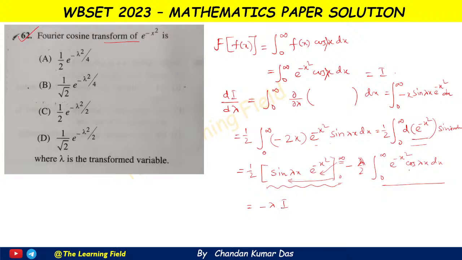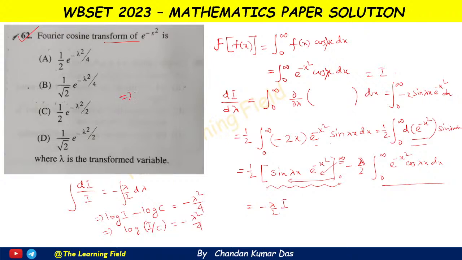Okay, so this is the integral I, so minus lambda by 2 into I. Now dI by d lambda means this, so dI by I is equal to minus lambda by 2 into d lambda. So this gives log of I, we write log of I minus the integrating constant log c, equal to minus lambda square by 4. So this gives log of I by c equal to minus lambda square by 4.